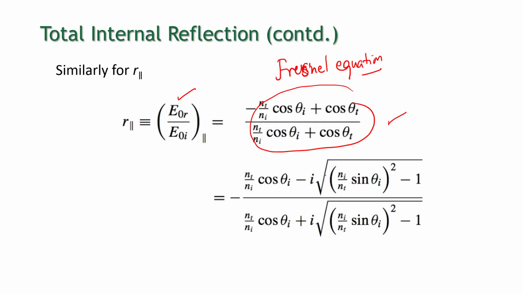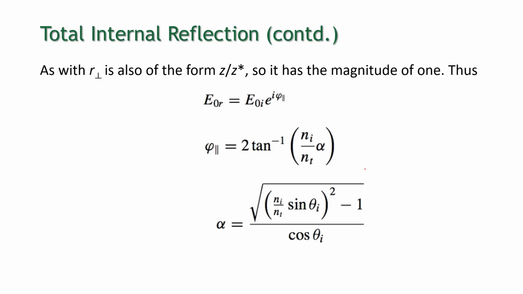And then write this in complex form. And just like we did last time, do the same thing. You get this expression for EOI and EOR, and then you get this phase angle, and then that gives you EOR in terms of EOI. Okay.